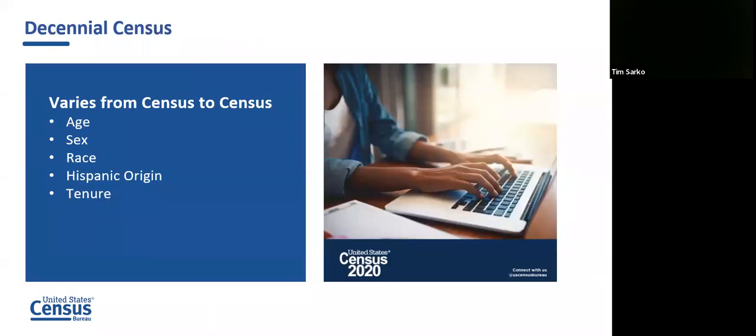As I said, the decennial census varies from census to census. Up until 2000, we were sending the long form along with the short form to basically like 1 in 6 households. So there were a lot more questions on the 2000 census, but since then, 2010, 2020, you just get your basic age, sex, race, Hispanic origin, and tenure.